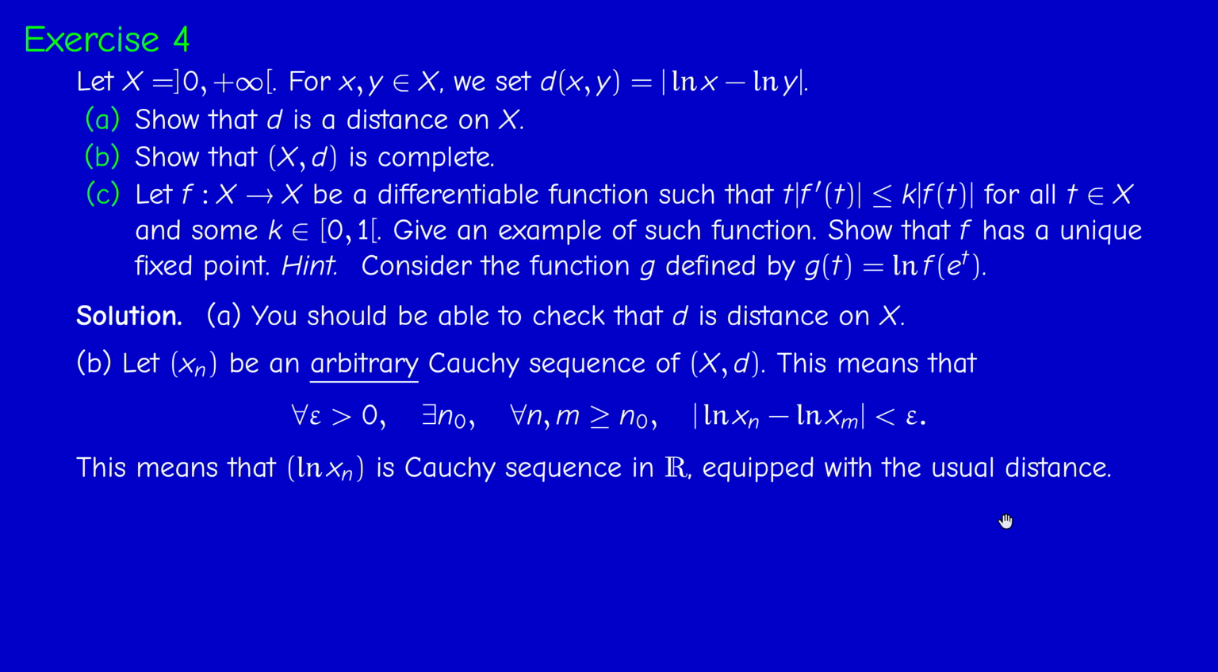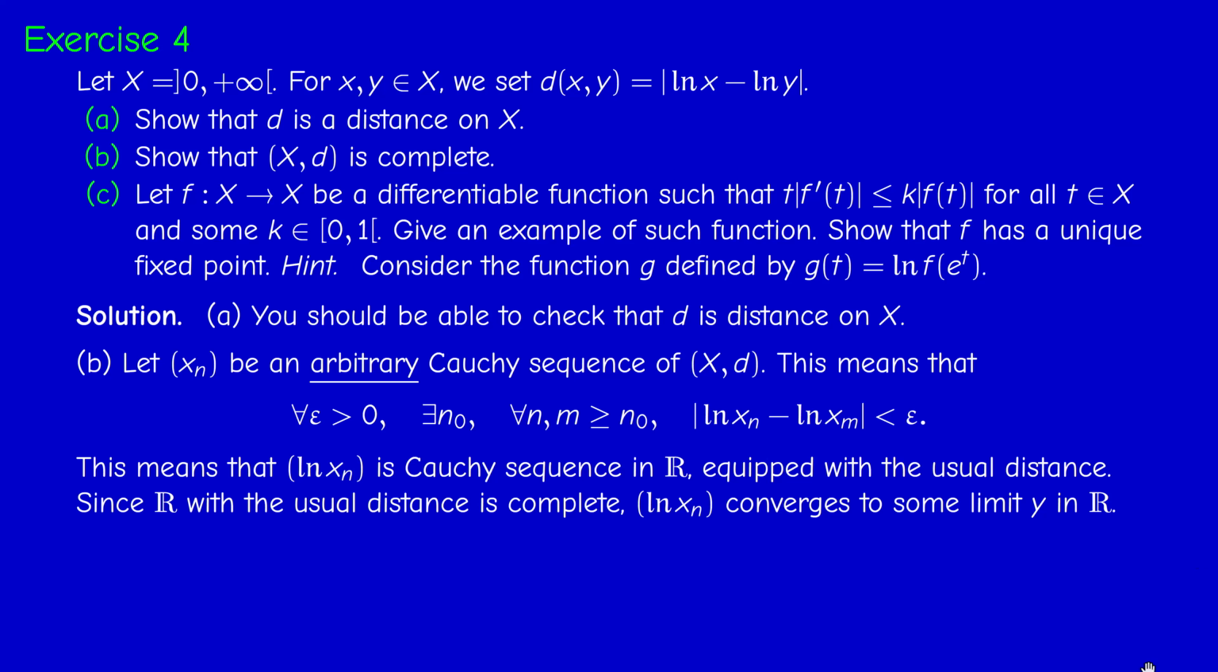And this means that the sequence of real numbers, ln of xn, is a Cauchy sequence in R equipped with the usual distance. Now we cannot call it d because we already took d. You can call it d prime if you like, or d bar. It's not a big deal. But since R is complete with respect to the usual distance, this means that ln of xn converges in the usual sense to some limit y.